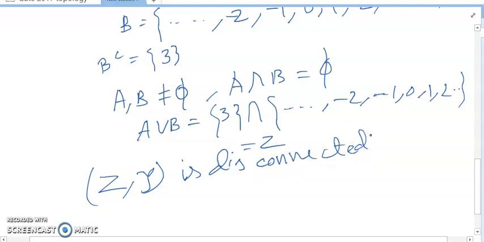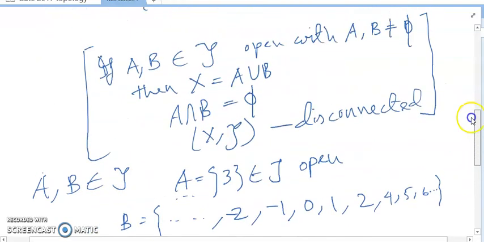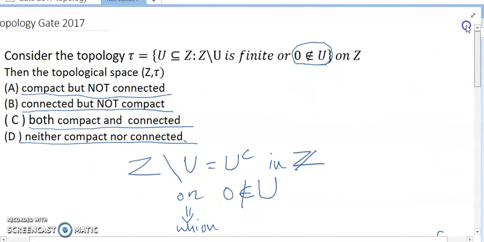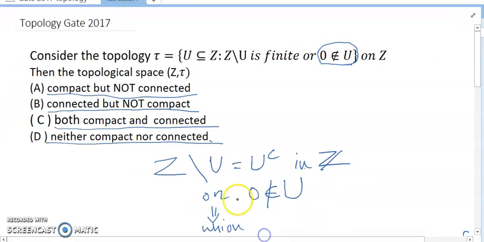Now friends, you see that (Z, tau) is disconnected, since Z minus U is finite. So the option that the topological space (Z, tau) is connected, or both compact and connected, is not possible. Connected is not possible. So now I have to choose between the remaining options.